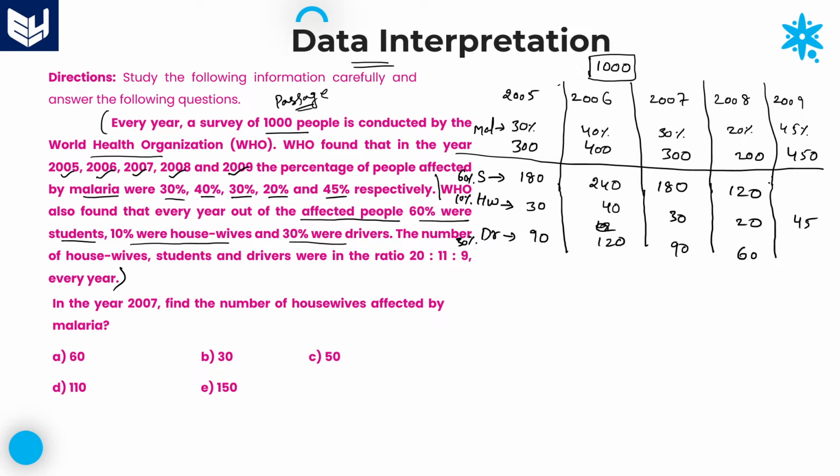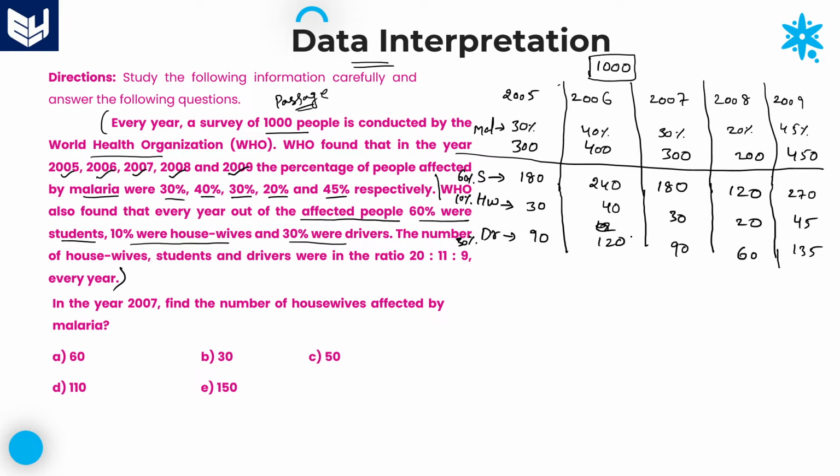60 percent means 45 sixes, that is 45 sixes are 270. And next, 45 threes are 135. Now if you add all these three values, 135 plus 45 is 180, and 180 plus 270 is 450.